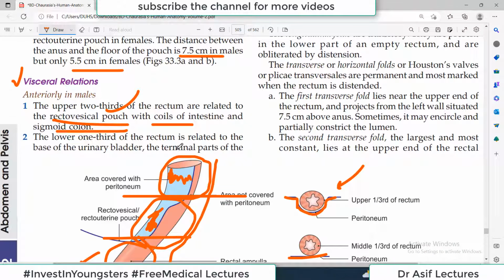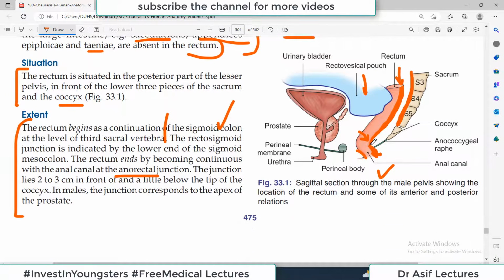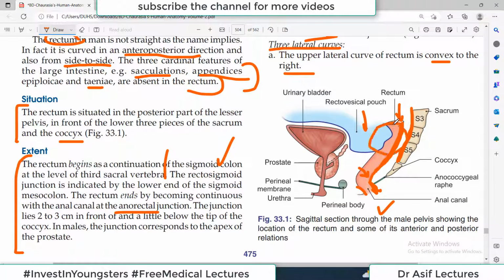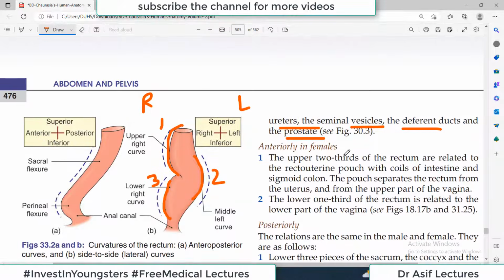Now the lower third of the rectum is related to the base of the urinary bladder and terminal parts of ureters, seminal vesicles, prostate and deferens duct. So this is the upper part, this is the lower part. The anterior relations of the lower part obviously include the prostate and base of the bladder, and in the upper part there is the rectovesical pouch. Okay, so easy to understand with the diagram.